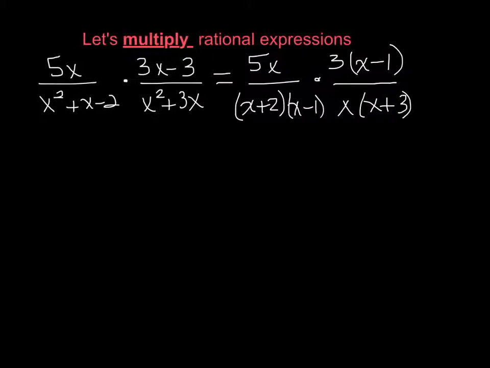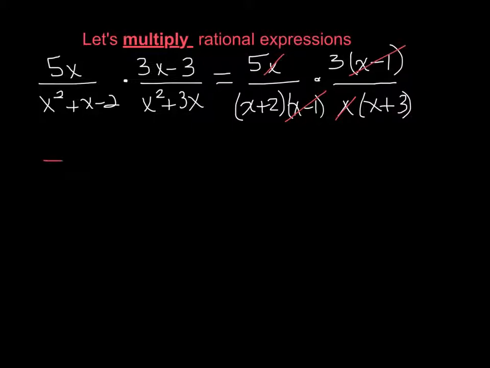Now, let us see if we have any common factors from numerator to denominator. I see an x here that I can cancel with an x here. And then I have x minus 1 that can cancel with this x minus 1. And so that takes care of all of my common factors that can be canceled from numerator to denominator.